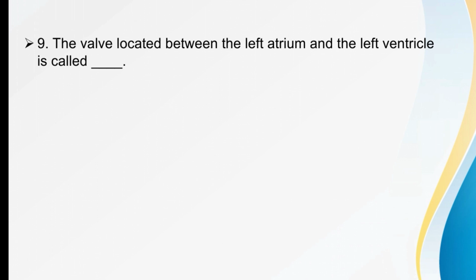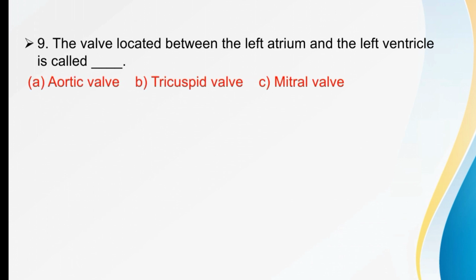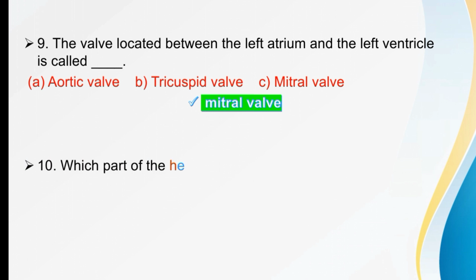The valve located between the left atrium and the left ventricle is called dash: aortic valve, tricuspid valve, or mitral valve. So the valve located between the left atrium and the left ventricle is called the mitral valve. The right option is C.